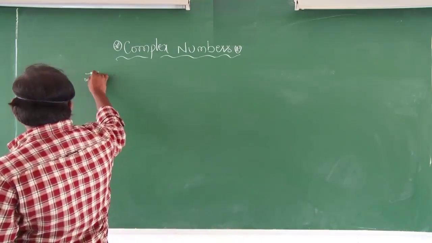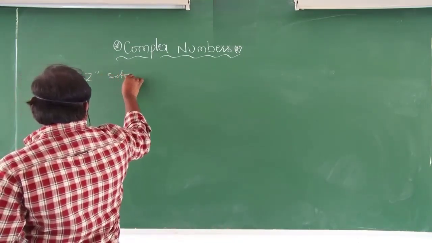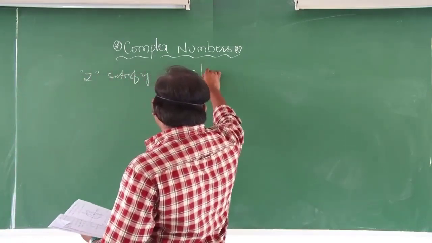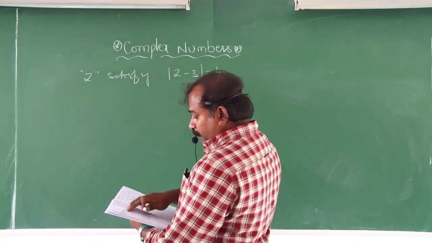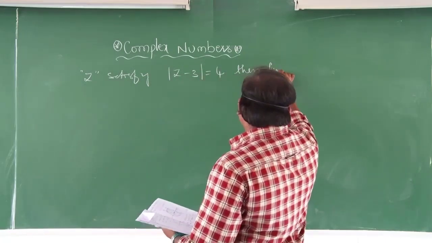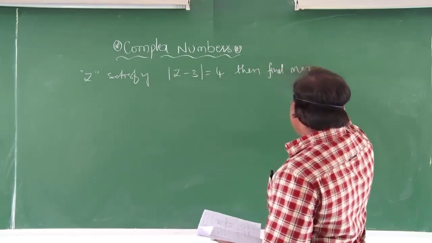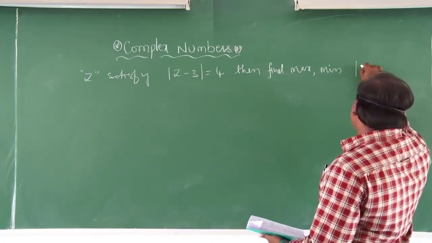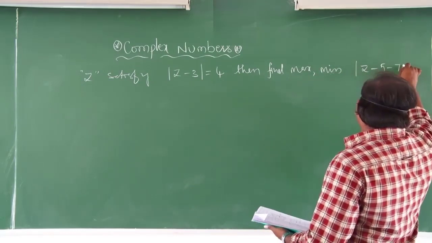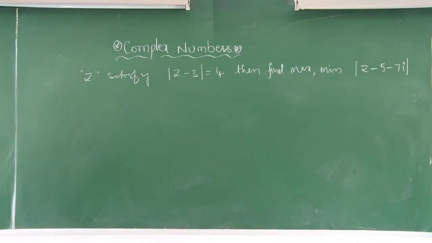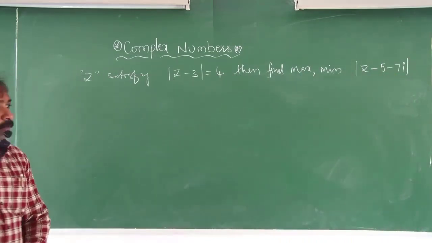Z satisfy modulus of z minus 3 is equal to 4. Then find the maximum and minimum value of modulus of, this is the value. Then find the maximum and minimum value of that particular value.